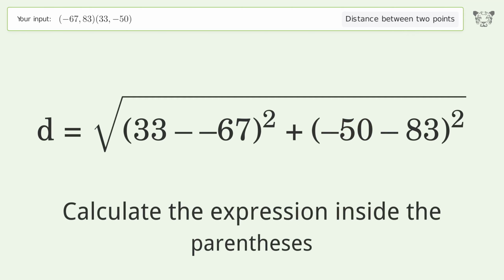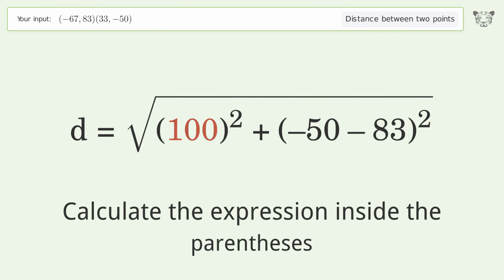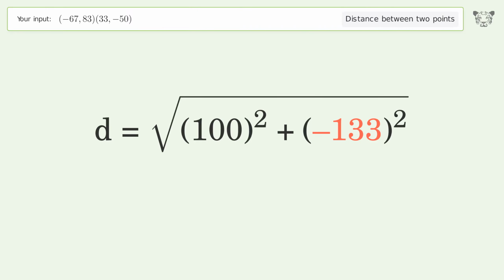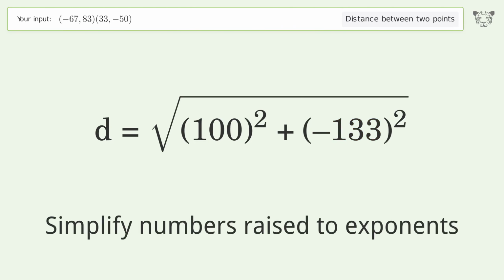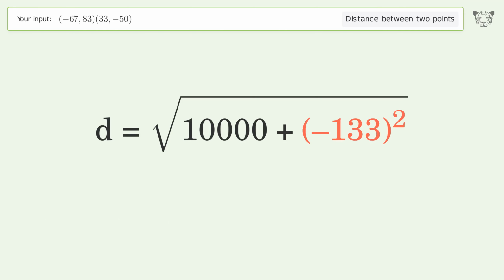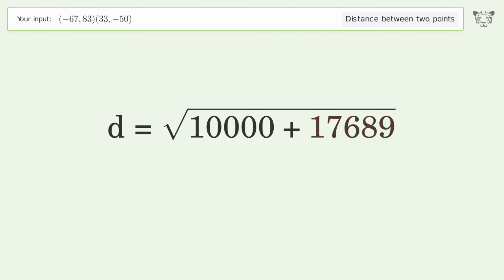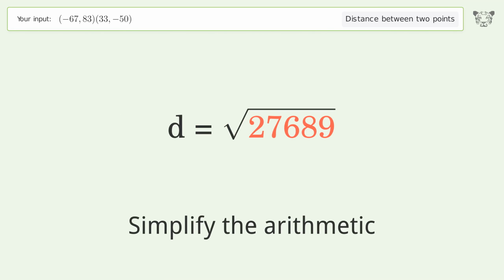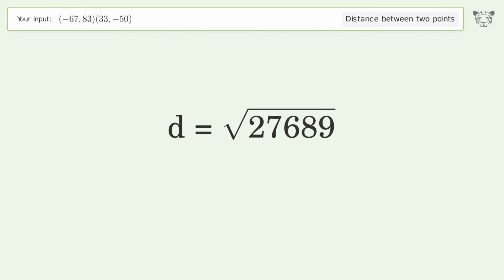Calculate the expression inside the parentheses. Simplify numbers raised to exponents. Simplify the arithmetic. And so the distance between the 2 points is the square root of 27,689, or 166.4.